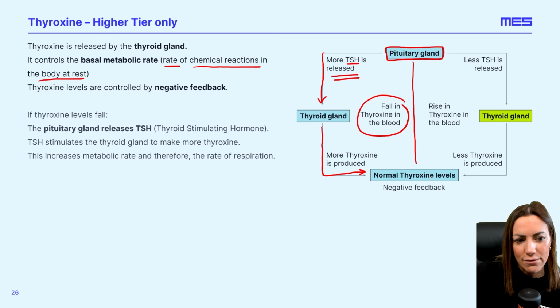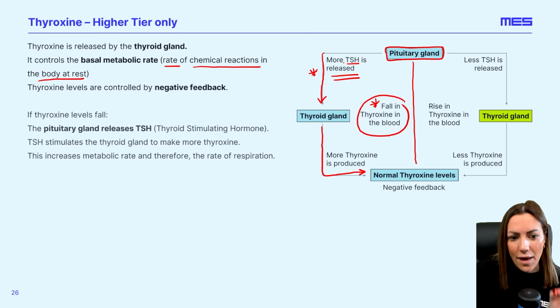Thyroid stimulating hormone will travel to the thyroid gland and stimulate the thyroid gland to release more thyroxine. So your thyroxine levels return to normal. Now you can see this is negative feedback, right? Because a drop in thyroxine levels initiates a response to reverse the change or to increase the thyroxine levels. So if thyroxine levels fall, that might mean your metabolic rate drops. The pituitary gland releases more thyroid stimulating hormone. That causes the thyroid gland to release more thyroxine to return your thyroxine levels to normal.